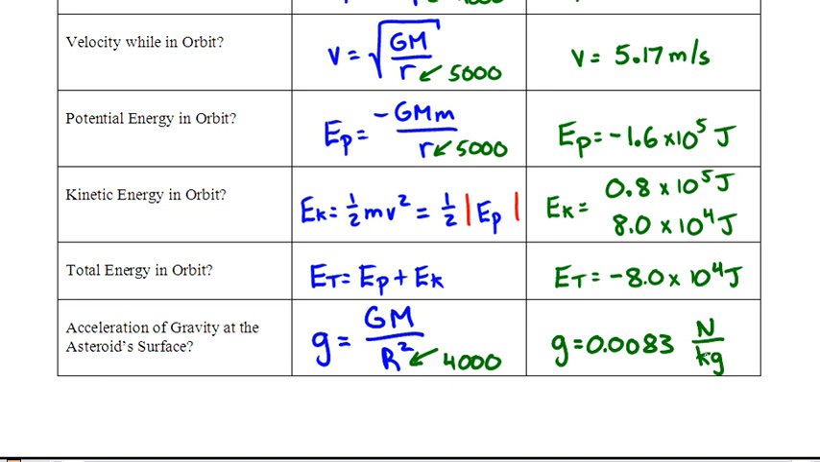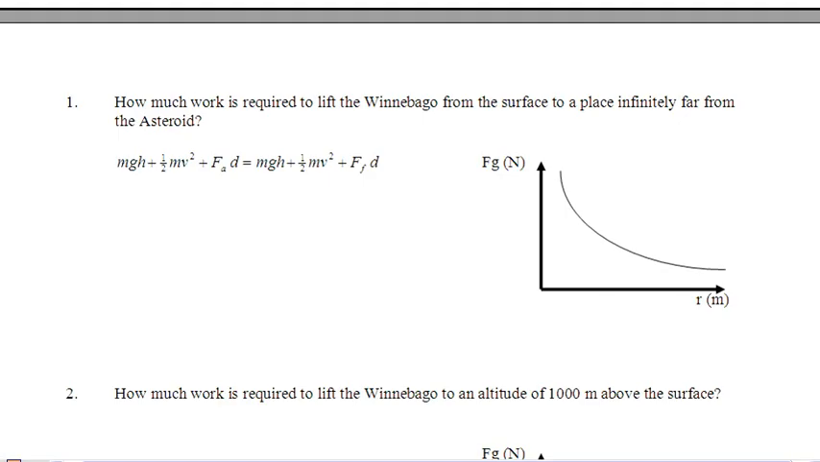Let's try a couple of examples out, see if we can see how to decide whether we're doing energy or whether we're doing momentum as we look at each one of these questions. So question number 1, how much work is required to lift the Winnebago from the surface to a place infinitely far from the asteroid? We're not putting it into orbit. We're just going to do an elevator ride straight up into space. It's a space question, so we cannot do mgh. We have to swap these out, and we're going to be putting in negative GMm over r.